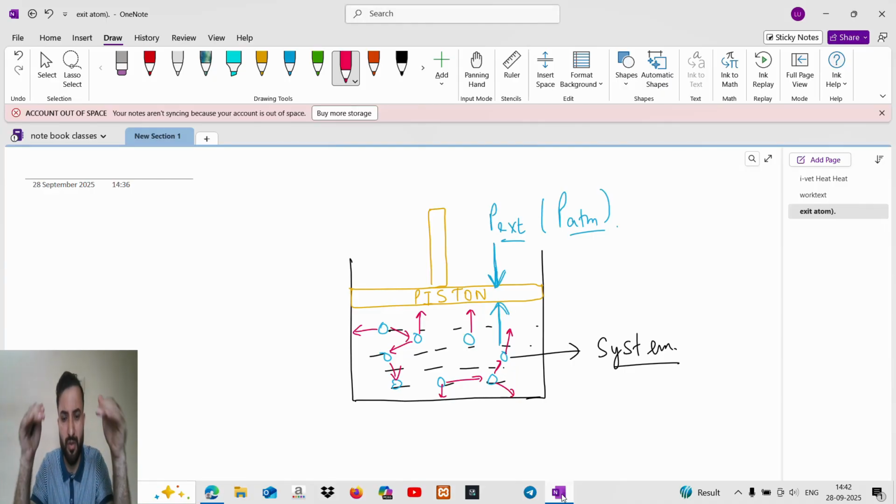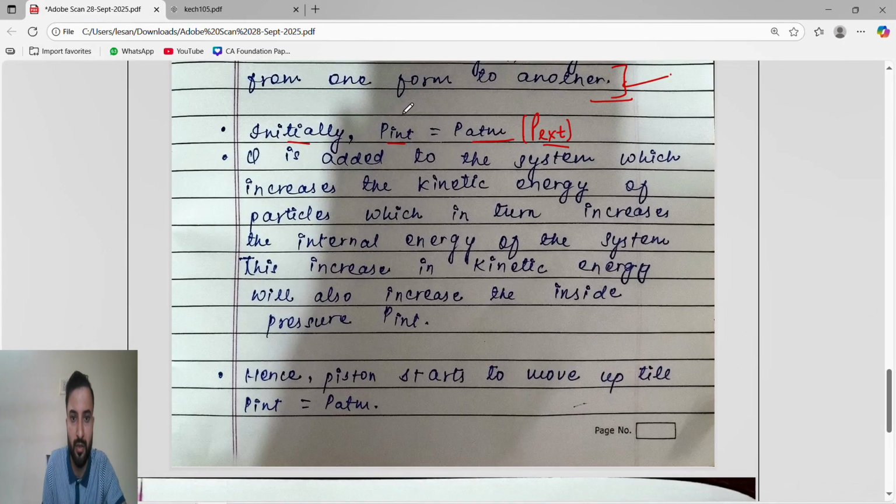Because the atmosphere has some pressure that is already acting on the piston, and inside the system we have molecules. The molecules will keep on moving in a random motion. They will be hitting each other, hitting the wall of the system, hitting the piston. So internal pressure will be there, external pressure will be there. So initially we will say that internal pressure equals external or atmospheric pressure. Now what we will do?